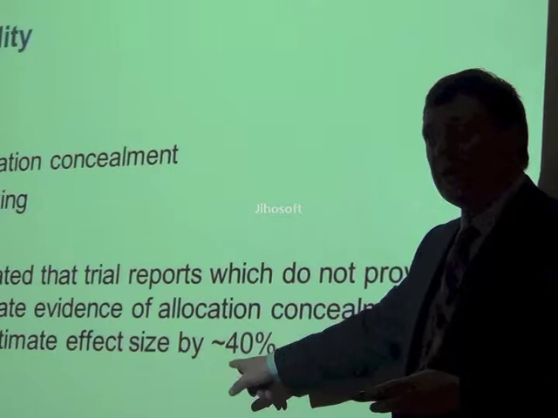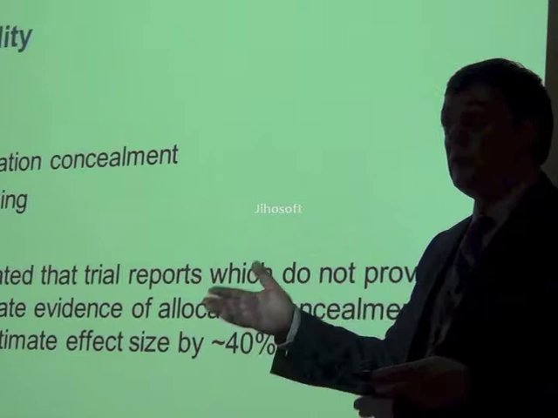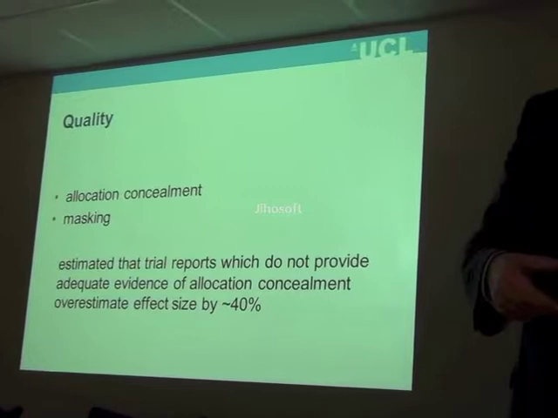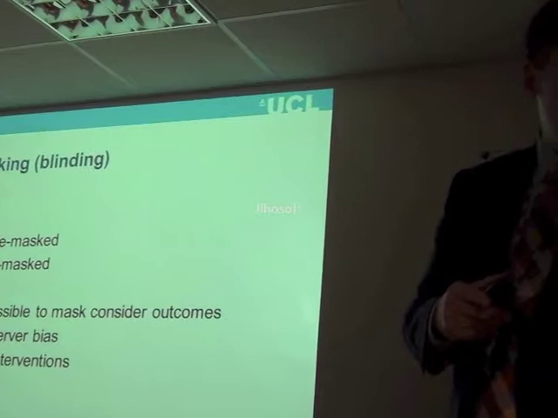So the bias by not doing your trial properly may be huge, and that's suggesting that your intervention is effective. So there's lots of good examples now showing that that impact of quality is a very real concept which can distort the findings and the results. So that's what I've talked about: allocation, concealment, and masking.